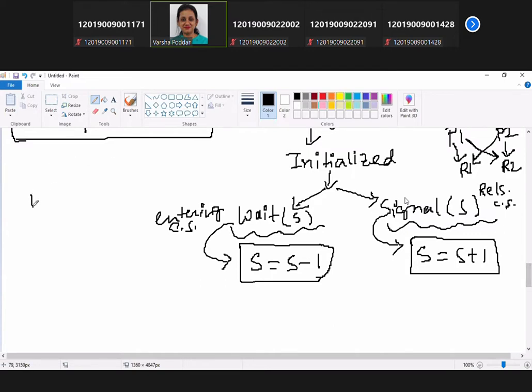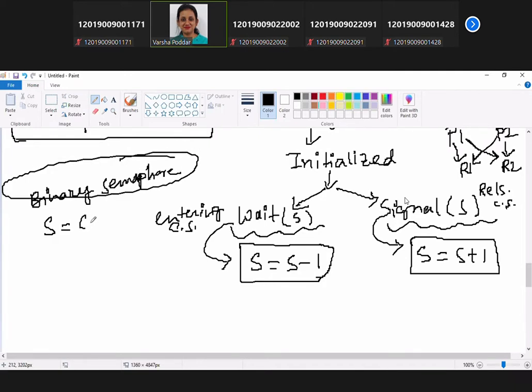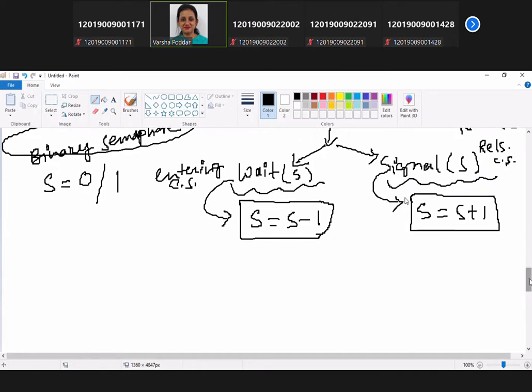Okay. Generally, we have the concept of binary semaphore. In all books and materials, you will find this. So the semaphore value is either 0 or 1. Right? This is not 0 by 1. This is 0 or 1. Fine. So now if you want to have the idea what wait is doing, what is inside wait? We will directly write wait, but what is inside wait?